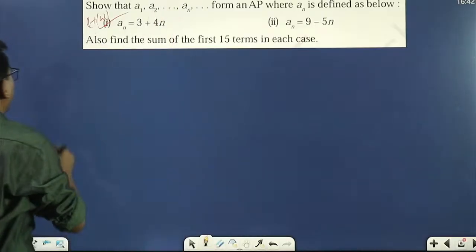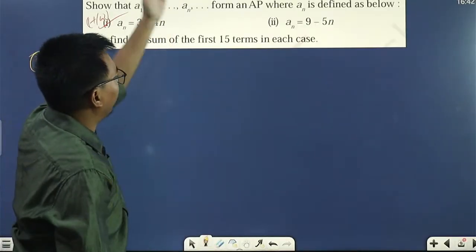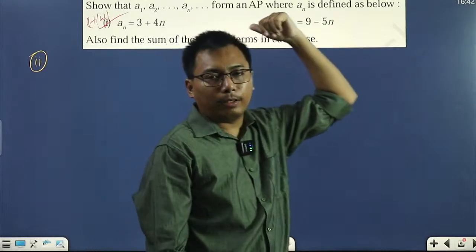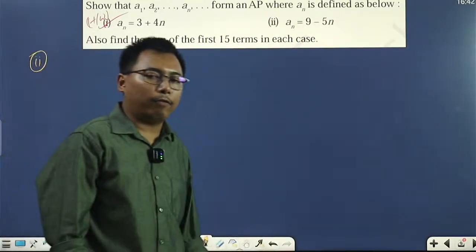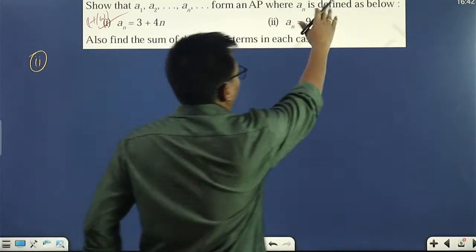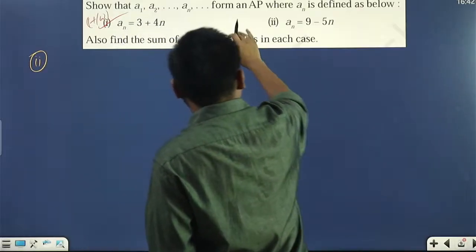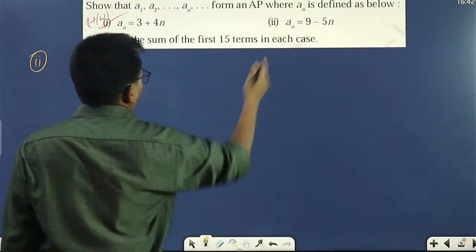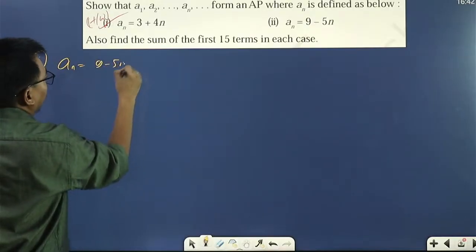See, what do I have to do here? Roman number 2. Show that A1, A2, AN form an AP. We know that if it forms an AP, it will have a common difference. After that, we also have to find the sum of the first 15 terms in each case. What do we have here? AN is equal to 9 minus 5n.